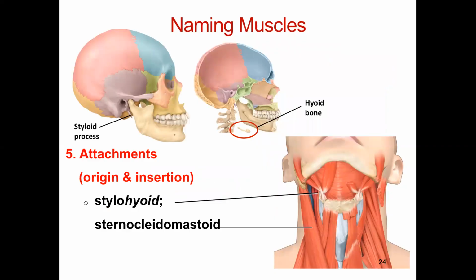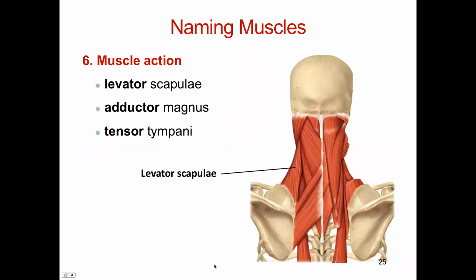The attachment, so the stylohyoid, so that's the styloid process of the temporal bone going to the hyoid bone, right? So that muscle is extended between the hyoid and the styloid process, all right? Sternocleidomastoid, right? From the sternum to the mastoid process, all right? So that would make sense, right? So it's telling you that right in the name of the muscle.